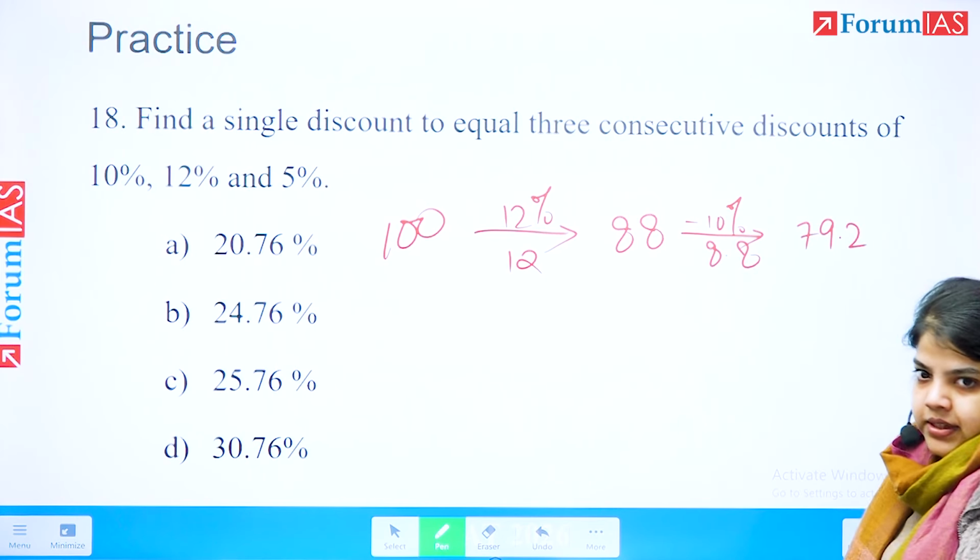What is it? 79 का 10% would have been 7.9. 7.9 का half. 7.9 divided by 2. 3.9. है ना, 4 से थोड़ा कम. 3.9. So we are subtracting 3.9. Correct? You subtract 3.9 from 79.2. What do we get? 79.2 minus 3.9.